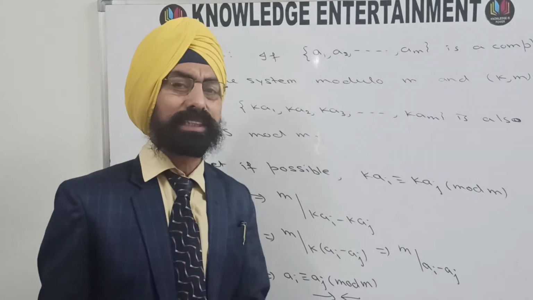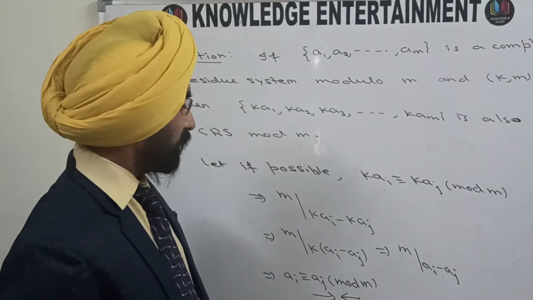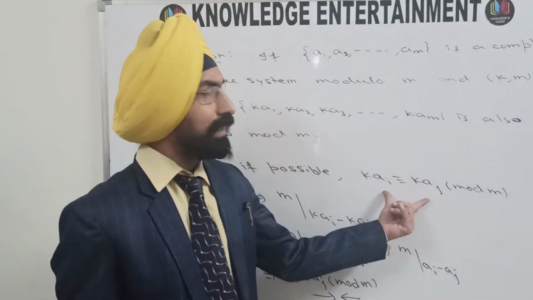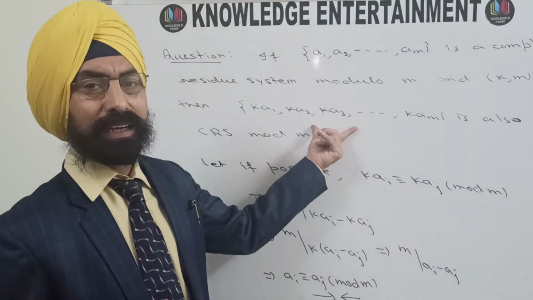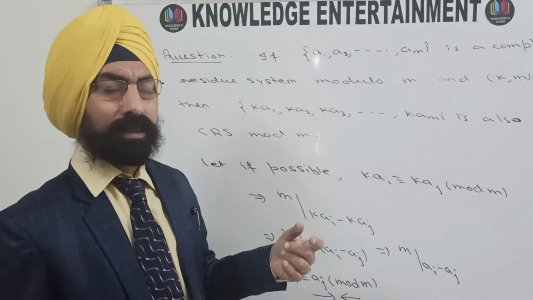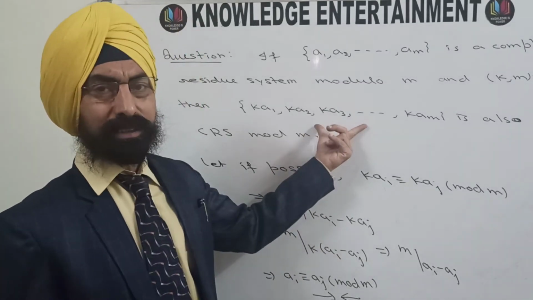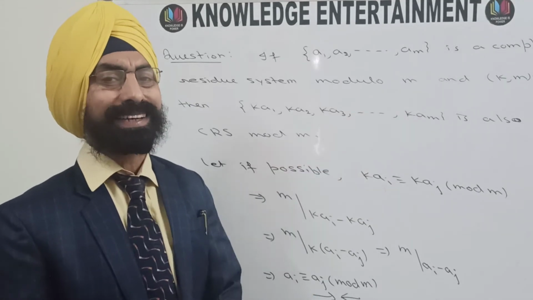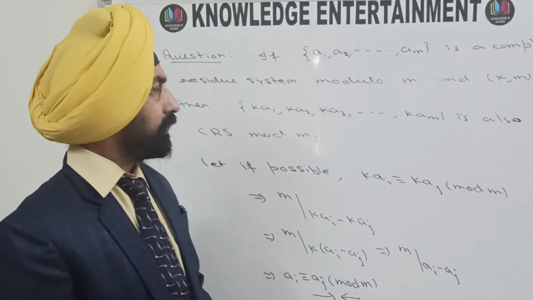And why is this contradiction there? Because we have wrongly supposed that KAI is congruent to AJ modulo M. That means no two members of this set are congruent to each other modulo M. Exactly M members, and they are non-congruent to each other modulo M. So this is a complete residue system modulo M.